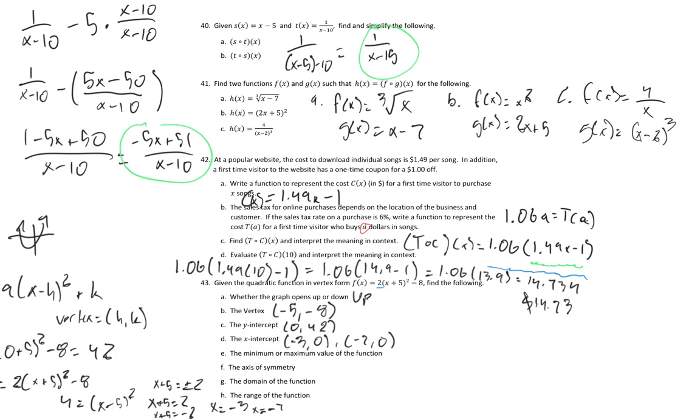Okay. Minimum or maximum value of the function. Well, that sounds like the vertex. We know the vertex is (-5, -8). Since it's opening up, if you look over to the left at this parabola, our vertex is going to be a minimum like this. Well, we plug in -5 and we get back -8, so the minimum value is -8.